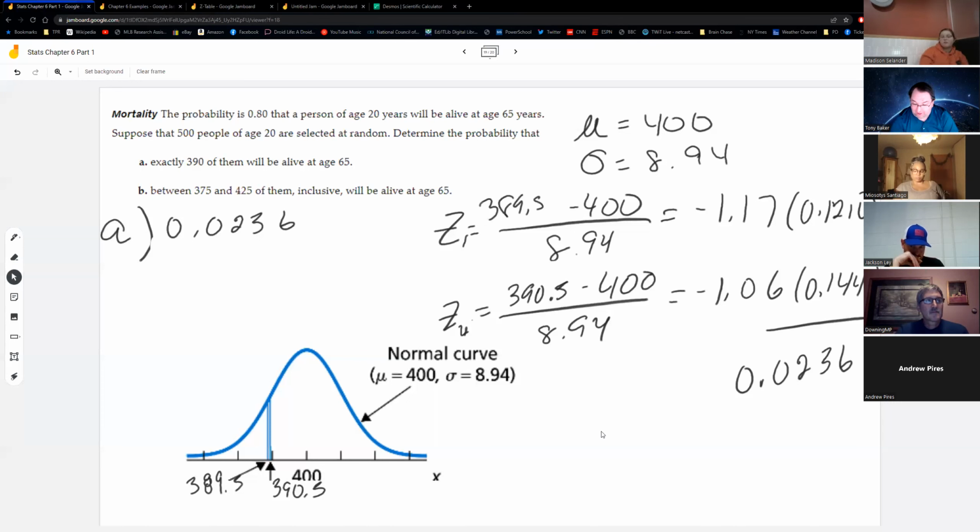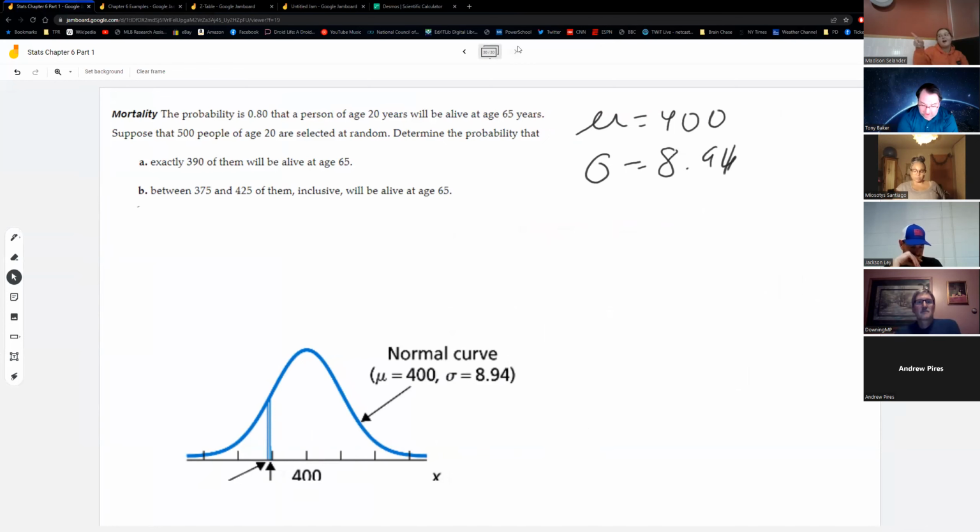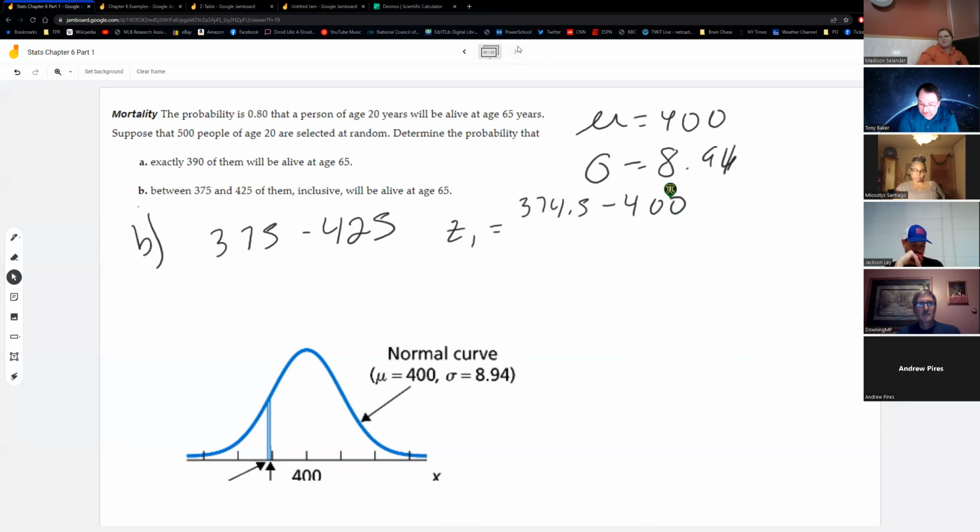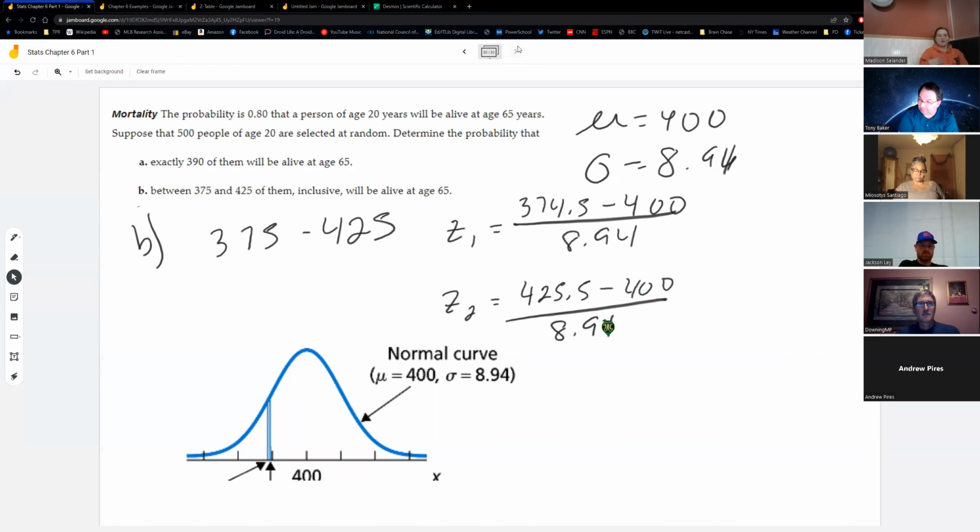We've got our mean of 400. And this is the deviation. We're going to do those two now. So if we did B, we want 375 to 425. So I'm going to do my Z of 374.5 minus 400 over the 8.94. And we're going to do 425.5 minus 400 over 8.94. So we just do a half on either side. So instead of having to add up those 50 values, I'm just going to do 2 calculations and be able to find my area between them.